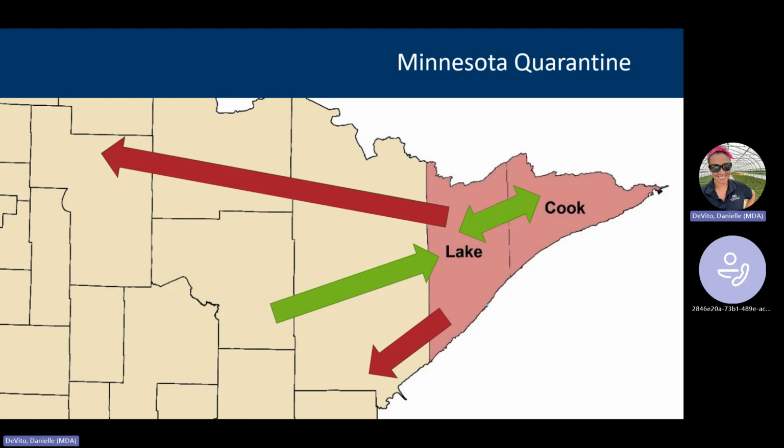Regulated articles can be moved within the quarantined area. You cannot, however, move out of the quarantine area without proper certification or compliance. Quarantine violations occur when companies or individuals transport regulated articles out of the quarantined area without the appropriate documentation and can result in civil or criminal penalties.